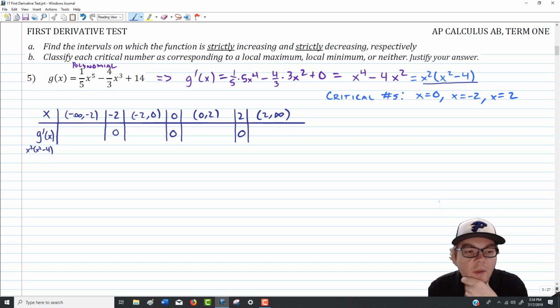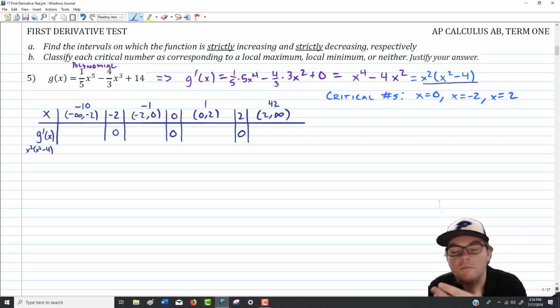In order to test, we can't possibly test every number that's smaller than negative 2. So instead what we're going to do is we'll pick one number that's representative for all that region. So for instance, I'm going to plug in negative 10. Between negative 2 and 0, I'm going to plug in negative 1. These are kind of our test values. From 0 to 2, I'm going to plug in 1, and from 2 to infinity, I'm going to plug in 42. Pretty standard choices for where I'm at, but again, you may choose different numbers so long as they actually fall in the correct interval.